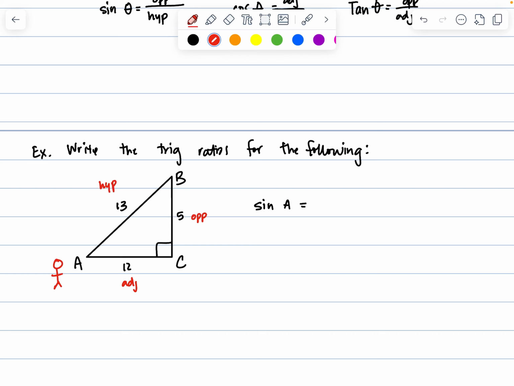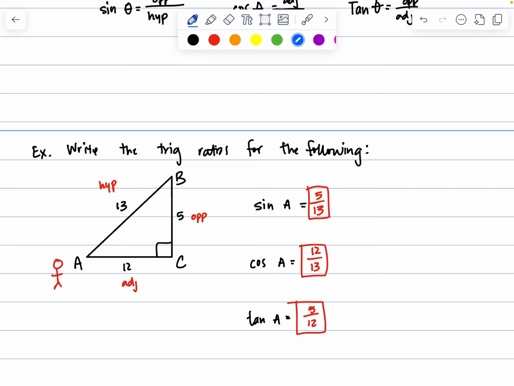Okay? And then we could say sine of A is equal to opposite over hypotenuse, which is 5 over 13, and here's your ratio. Now we could continue this. We could go down the list. Cosine of A is equal to adjacent over hypotenuse, which is the adjacent side 12 over the hypotenuse 13. We'll go a step further. Tangent of A is equal to the opposite over the adjacent side, which is 5 over 12.